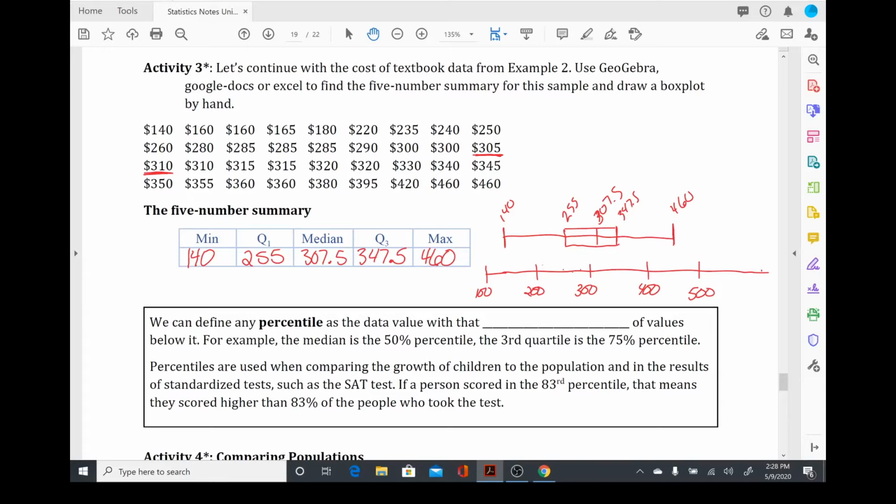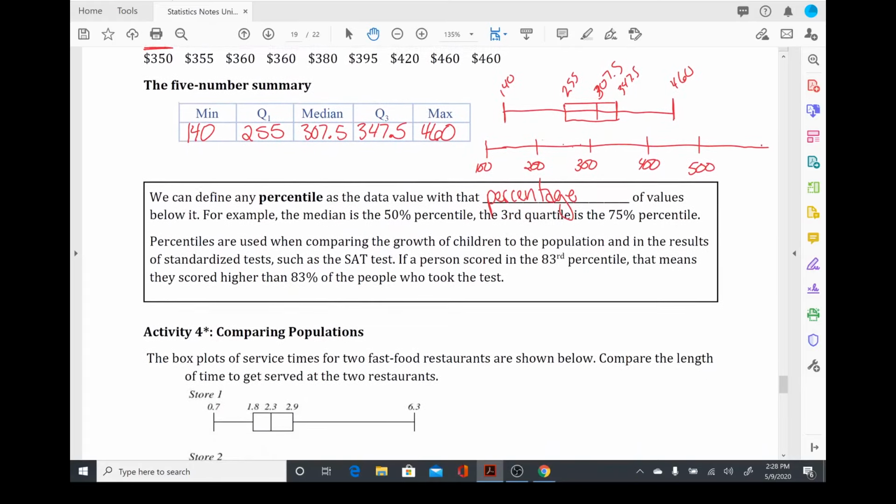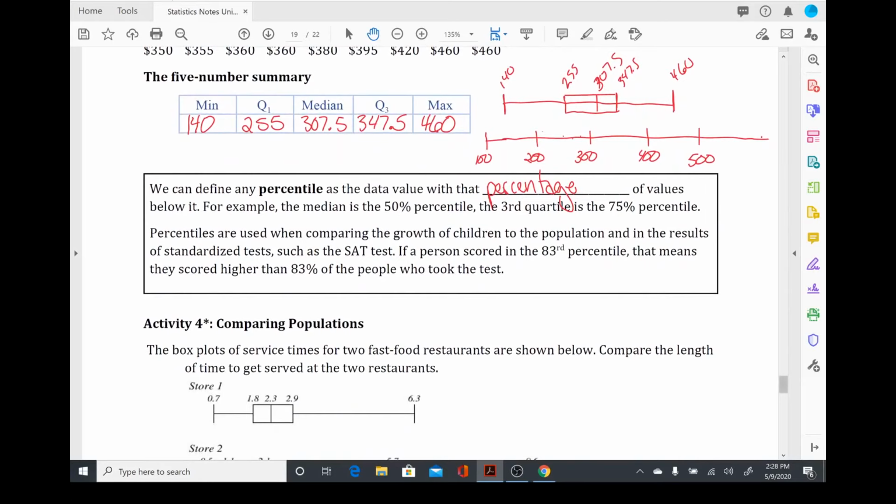We can define any percentile as the data value with that percentage of values below it. For example, the median is the 50th percentile because half the values are below the median, and the third quartile is the 75th percentile because 75% of the data values fall below that third number.